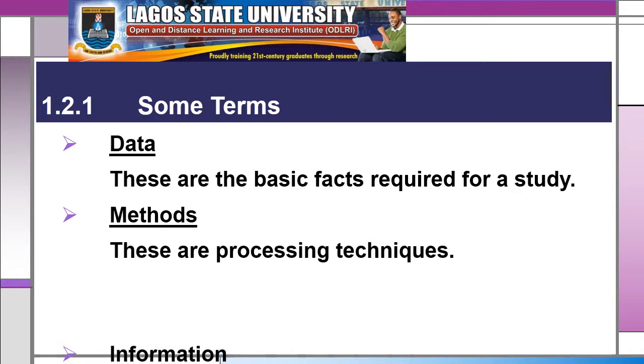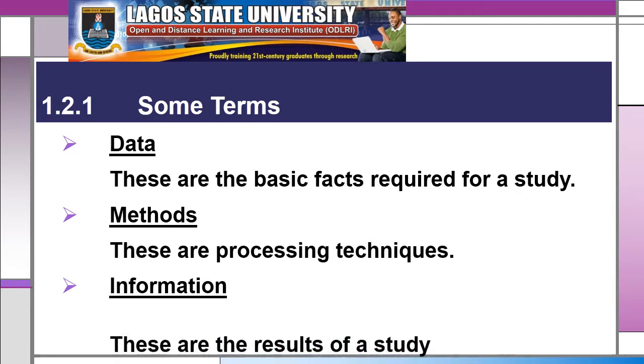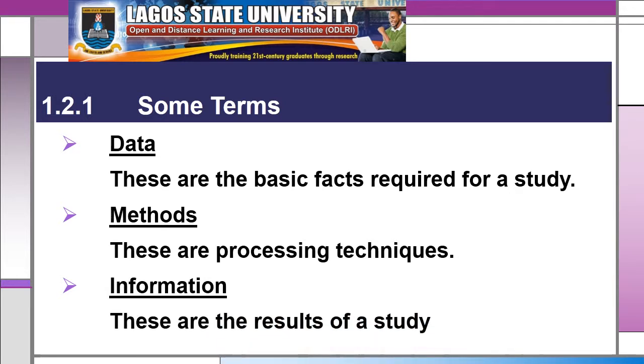Now the third is information. By information, we simply mean the results of a study. That's what we call transformation. That is, you started with data, you processed the data, and then you have information. So the result of a study is what we call information. Simply put, you can say information is processed data.